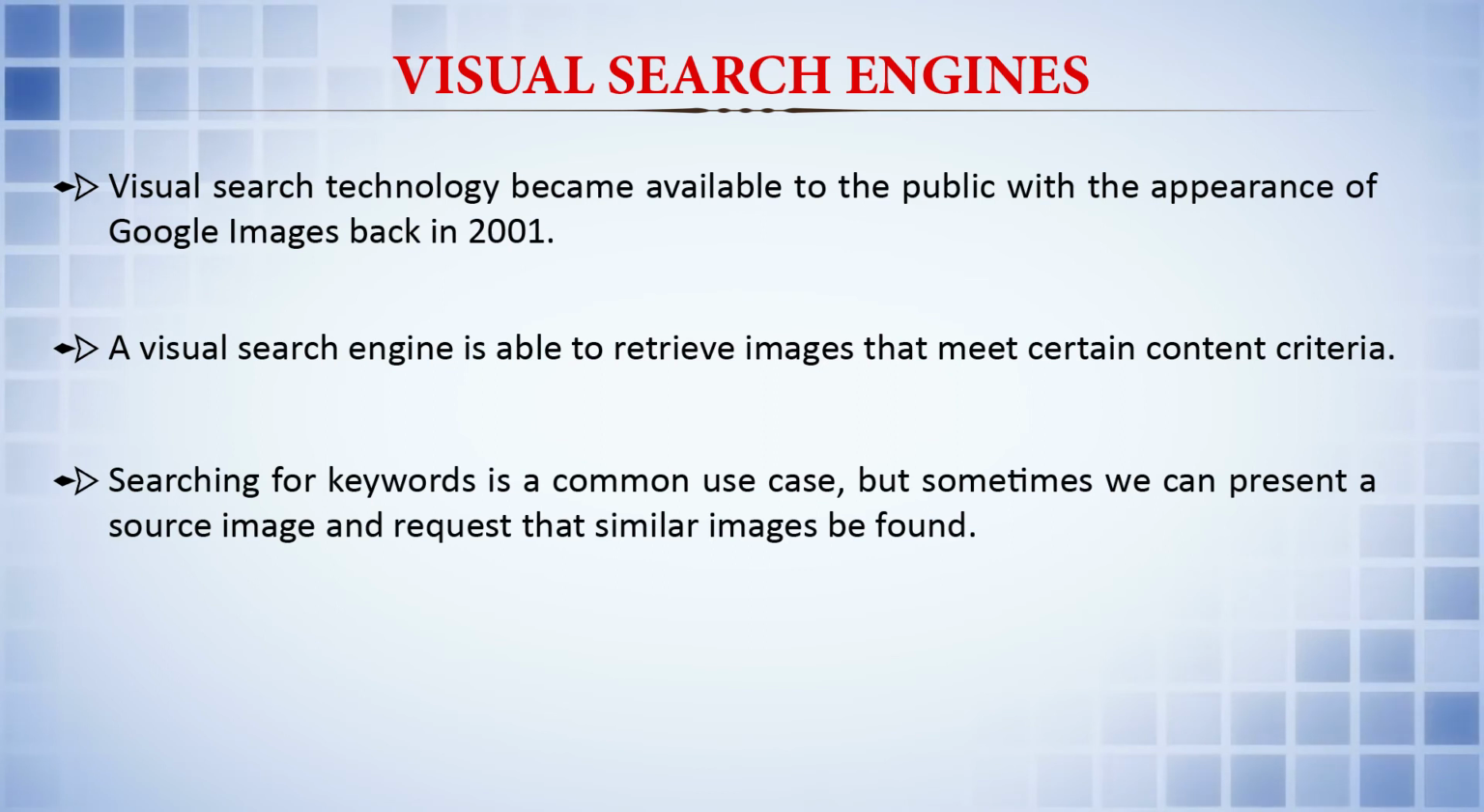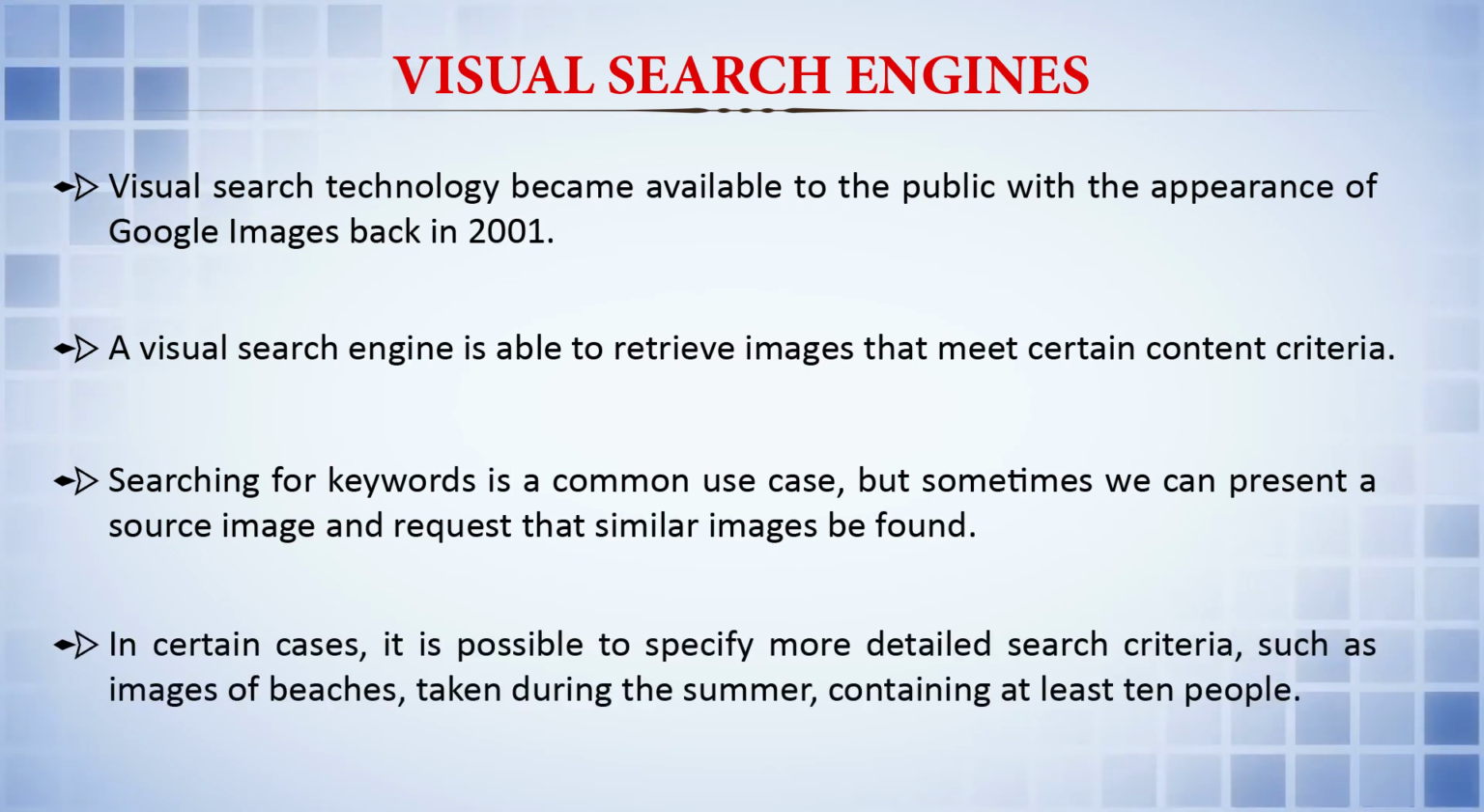Searching for keywords is a common use case, but sometimes we can present a source image and request that similar images be found. So, here you can understand it is not only the pattern that we can give along with the search. If you input an image and want to identify images which are very similar or near to that, that is also possible with visual search engines. In certain cases it is possible to specify more detailed search criteria, such as images of beaches taken during the summer containing at least 10 people.